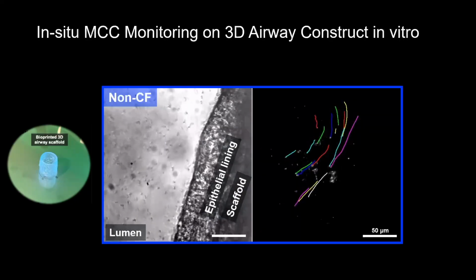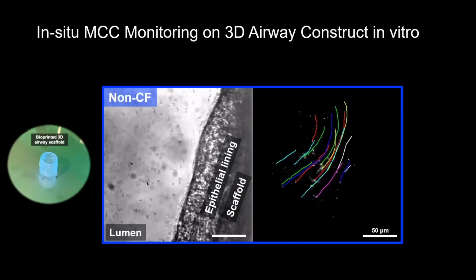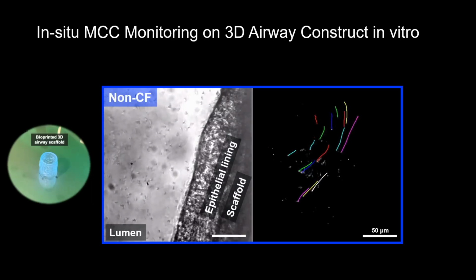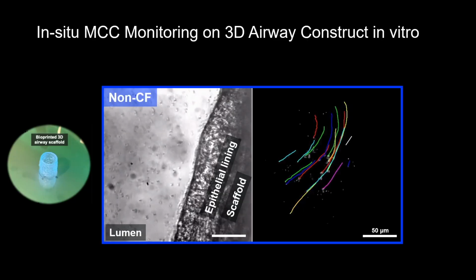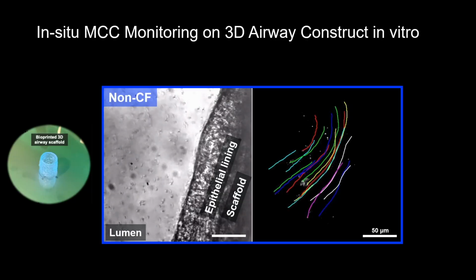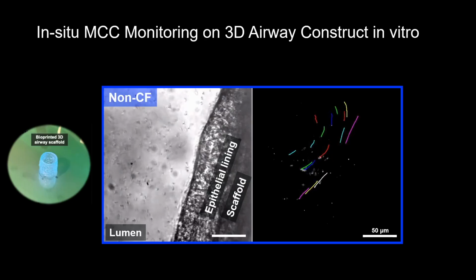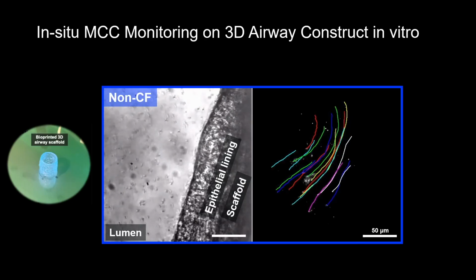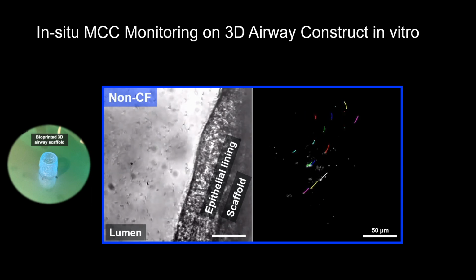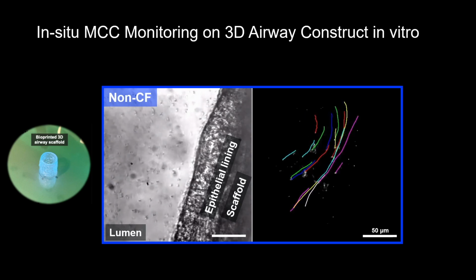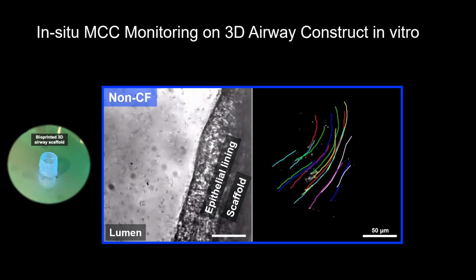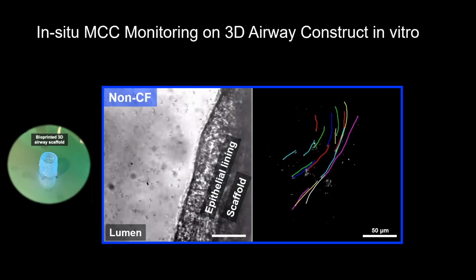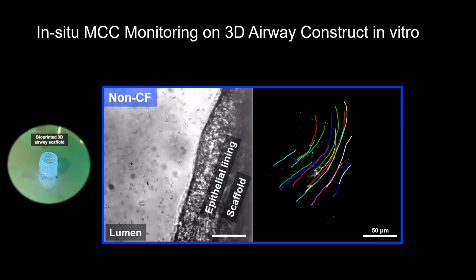With this fully differentiated and ciliated epithelium in place, we next tested mucociliary clearance. To do this, we added tiny fluorescent microbeads directly into the inner lumen of the scaffold and tracked their movement in real time. First, in non-CF scaffolds, the beads moved quickly and smoothly, reflecting coordinated ciliary beating and robust mucociliary clearance, just like a normal airway. This gave us a strong baseline for normal mucociliary activity in 3D and a benchmark to compare against CF conditions.